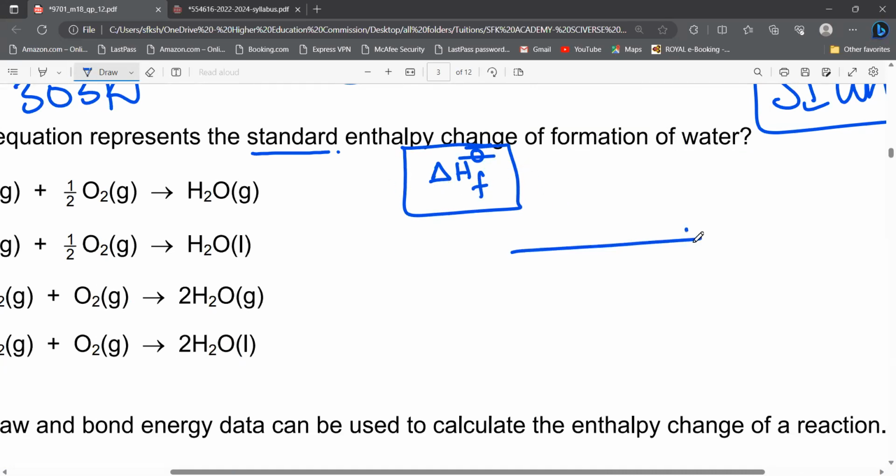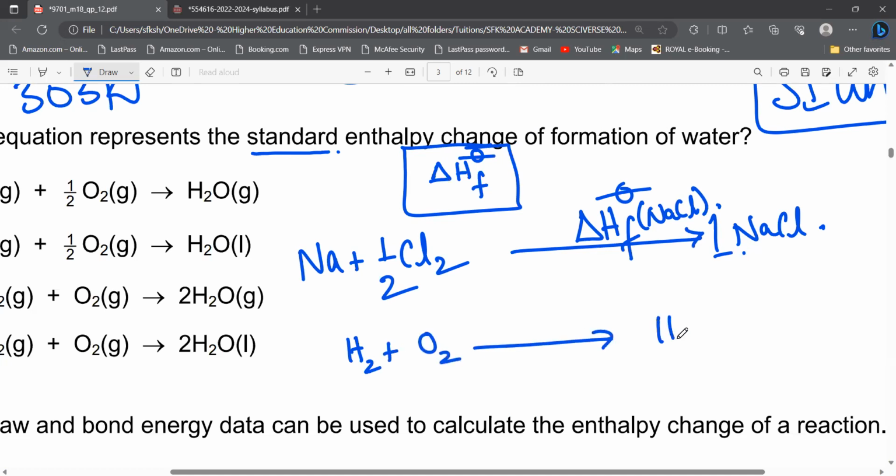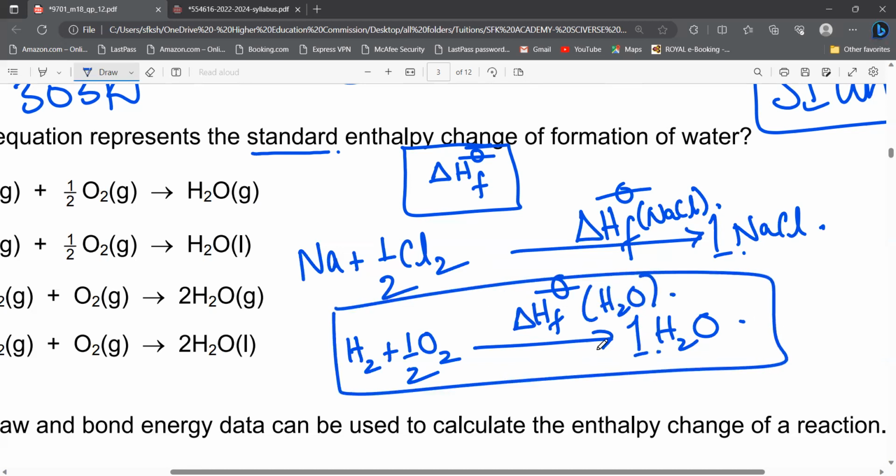The standard enthalpy change of formation of any compound is actually the enthalpy change when a compound, for example sodium chloride, is formed from its elements. So sodium and chlorine are the elements, and you only get 1 mole of that particular compound. Then this enthalpy change is considered the enthalpy change of formation. Similarly for water, we have hydrogen and oxygen combining together to form water, with a half for oxygen. This is the enthalpy change of formation of water. So you have 1 mole of water being produced from its elements under standard conditions in the standard states. That's the definition of enthalpy change of formation.